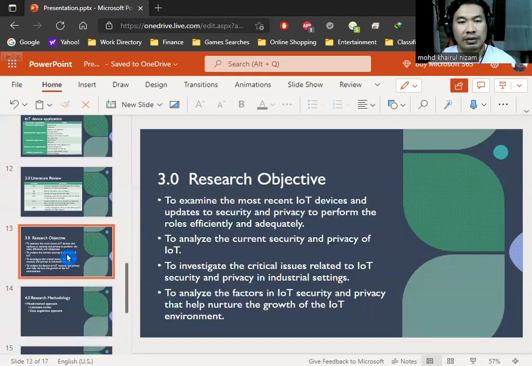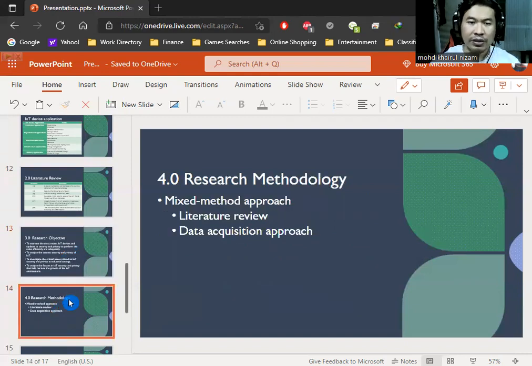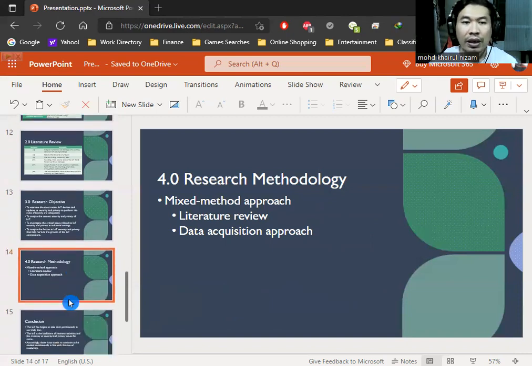The research objective is, first, to examine the most recent IoT device updates to security and privacy to perform the roles efficiently and adequately. The second is to analyze the current security and privacy of IoT. The third is to investigate the critical issues related to IoT security and privacy in industrial settings. The fourth is to analyze the factors in IoT security and privacy that help nurture the growth of the IoT environment. Research methodology: the research will be done in a mixed method approach, which is literature review and data acquisition.